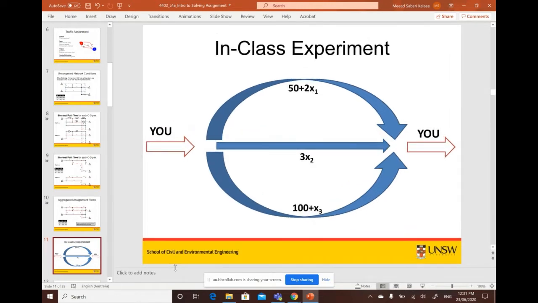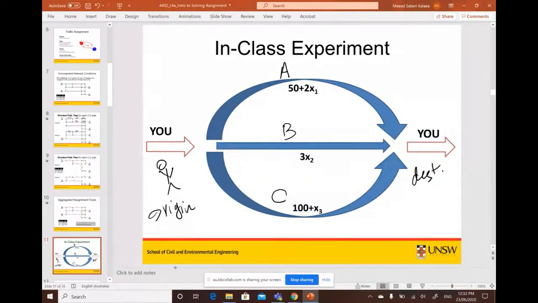So let me call this, you want to go from here to here. This is your origin, and this is your destination. And you have three options to go with. You can go from path A, or take path B, or take path C.